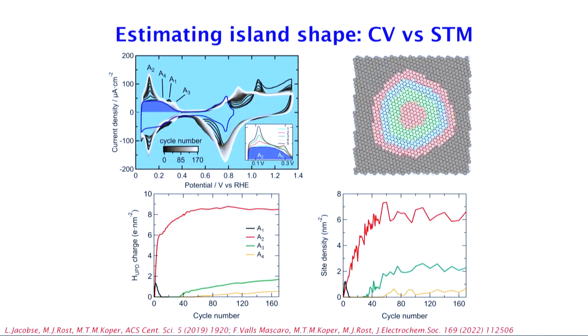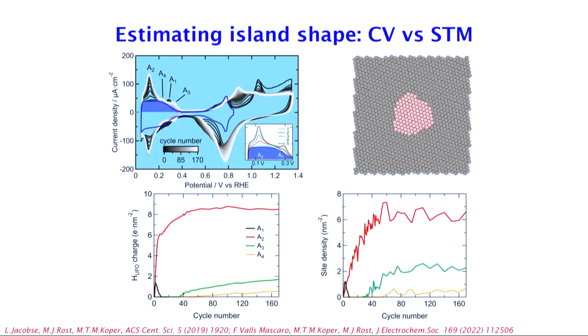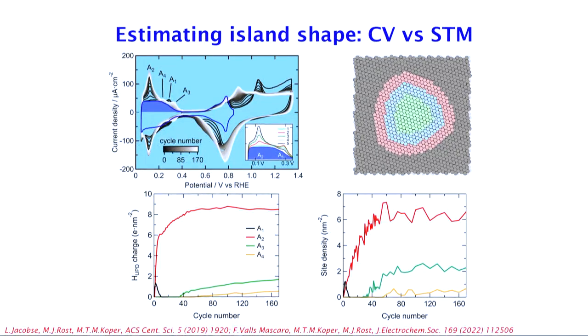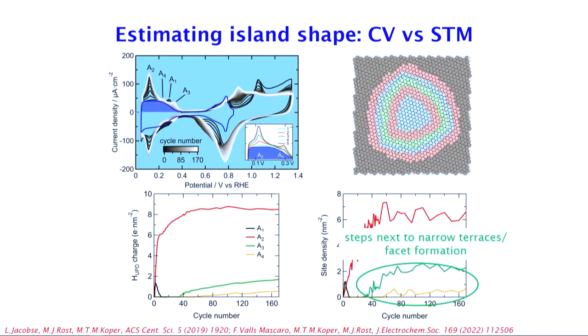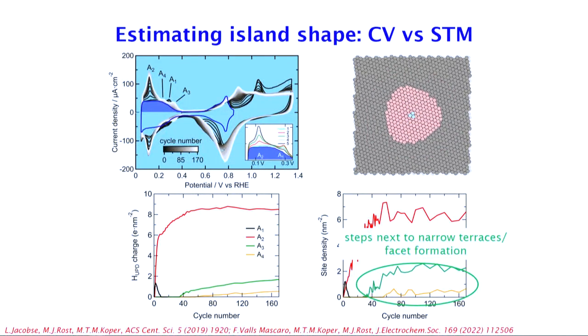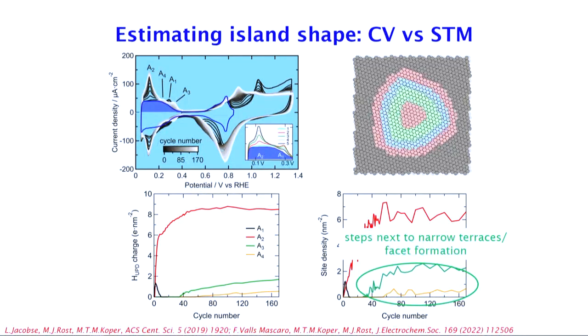That is this A2 peak, which is mainly 110 step sites. And most importantly, only after about 30 cycles or so, we start seeing the other peaks, and we now understand that these peaks are related to step sites that form next to narrow terraces. And basically what this means is that now the particle, or the nano island, only grows in the vertical direction, so it no longer grows laterally.